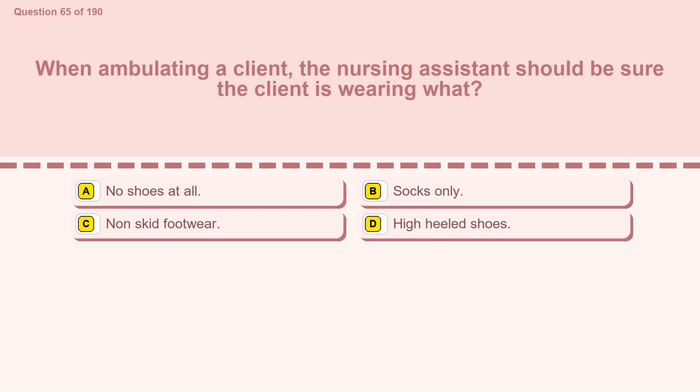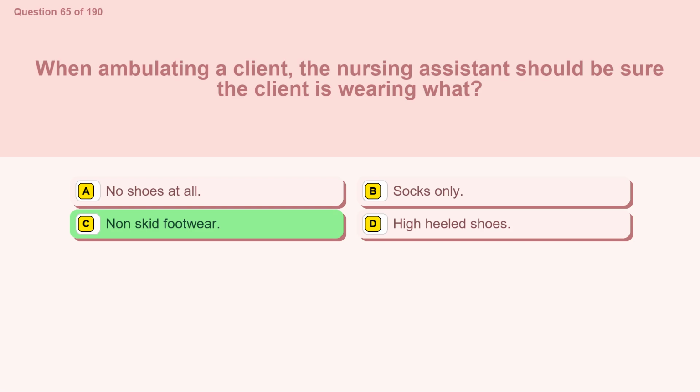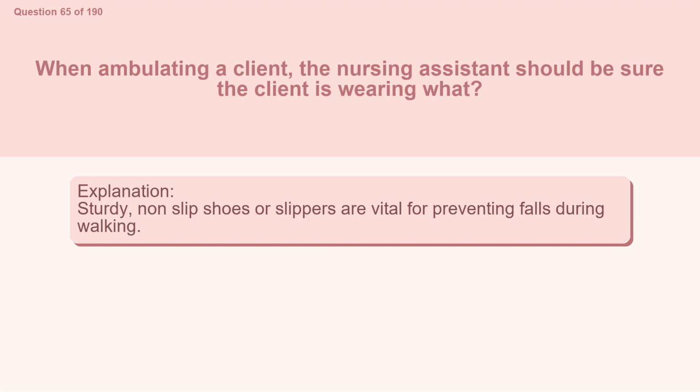Question 65. When ambulating a client, the nursing assistant should be sure the client is wearing what? Option A, no shoes at all. Option B, socks only. Option C, non-skid footwear. Option D, high-heeled shoes. The correct answer is option C, non-skid footwear. Sturdy, non-slip shoes or slippers are vital for preventing falls during walking.